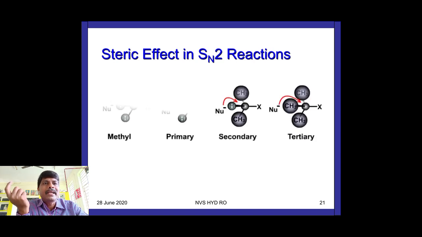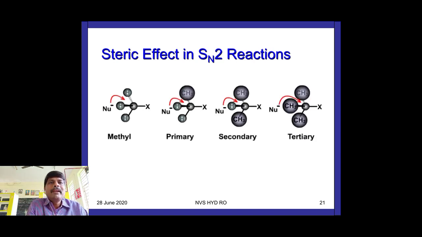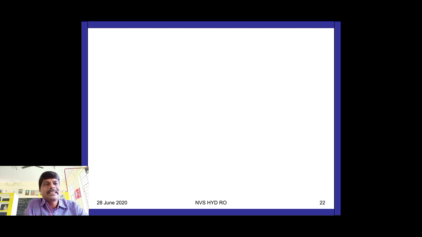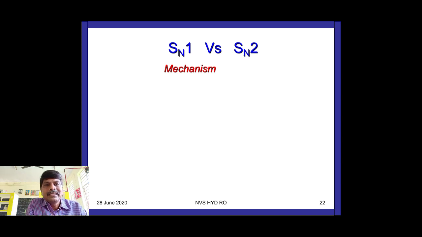Steric effect in the SN2 mechanism. So which alkyl halides will follow SN2 easily? Methyl undergoes SN2 easily, then primary, then secondary, then tertiary. It is completely the reverse of the SN1 mechanism. So what is the order of reactivity? Methyl halides' relative reactivity is 150, primary is 1, secondary is 0.01, tertiary 0.0001. So among all the alkyl halides, which halides undergo SN2 reaction more easily? Methyl. Next primary, next secondary, next tertiary. So the order of reactivity is methyl greater than primary greater than secondary greater than tertiary.